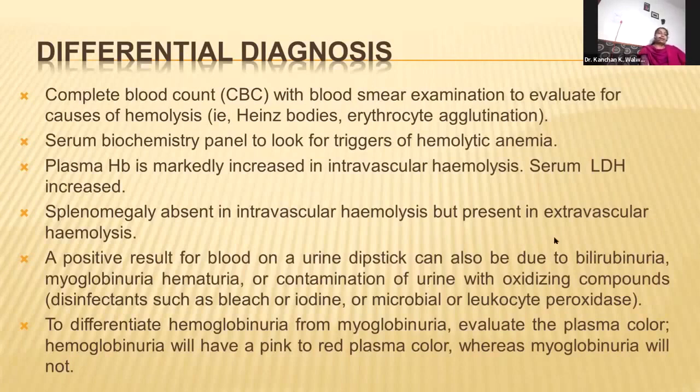Then plasma hemoglobin concentration is definitely increased because of intravascular hemolysis. Then serum LDH concentration will also be increased because of damage to the kidney, heart and liver. So there will be splenomegaly.